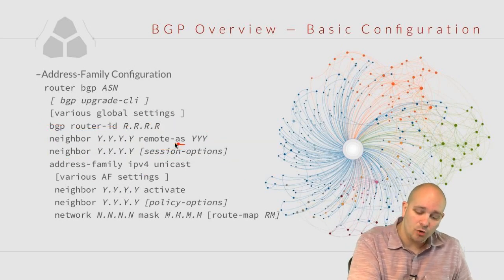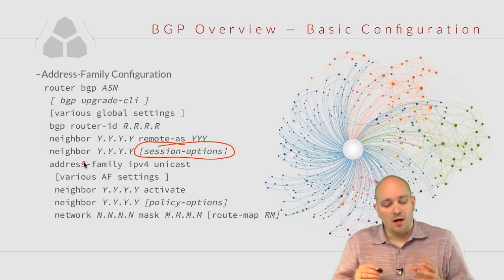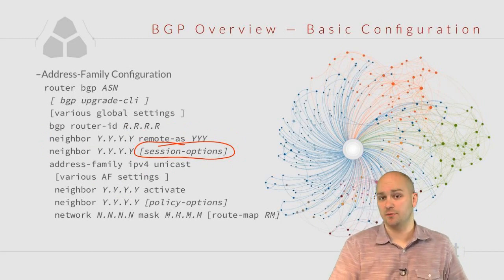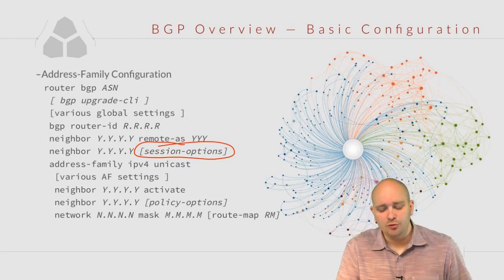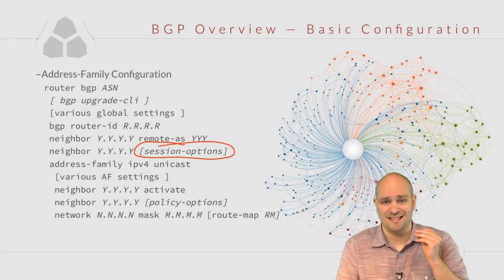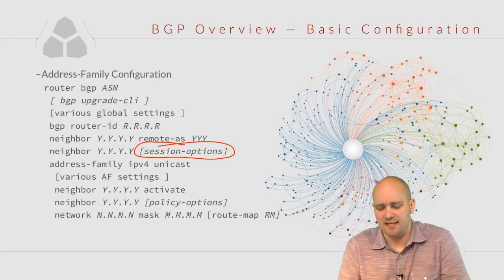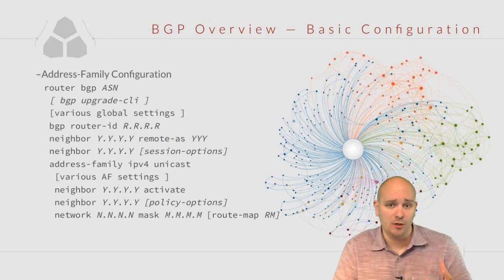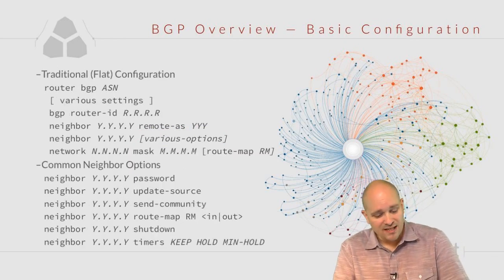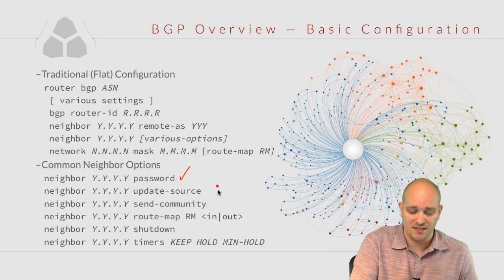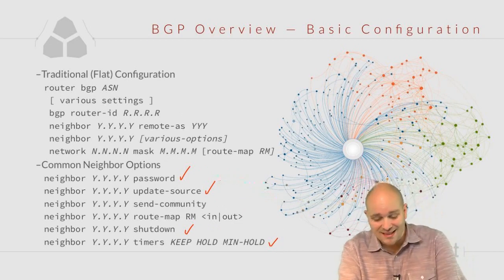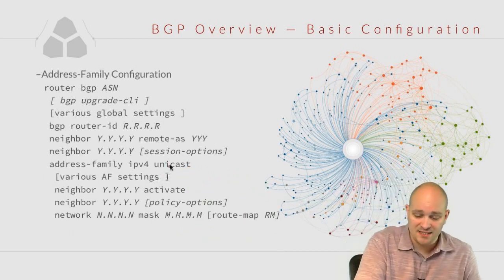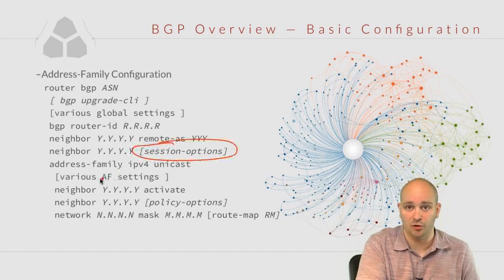And then here we are going to specify any configurations that pertain to that neighbor that have to do with the BGP session. Now, what is a BGP session? It is how this TCP session is formed, how the BGP communication is formed. So these would be things like, for example, the password, the update source, shutdown, the timers. So these would be the session commands, and these would be specified in this part of the configuration.